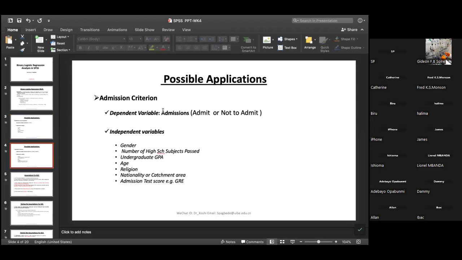Then we also looked at another application when it comes to university or school admissions. It's either you are admitted or you are not admitted. So these are the response variables. And the independent variables could either be gender, number of high school subject passes, and so on and so forth. We've all applied to institutions before, and we know the various requirements. Those requirements are the independent variables, the predictor variables. They determine the odds of being admitted or not being admitted.